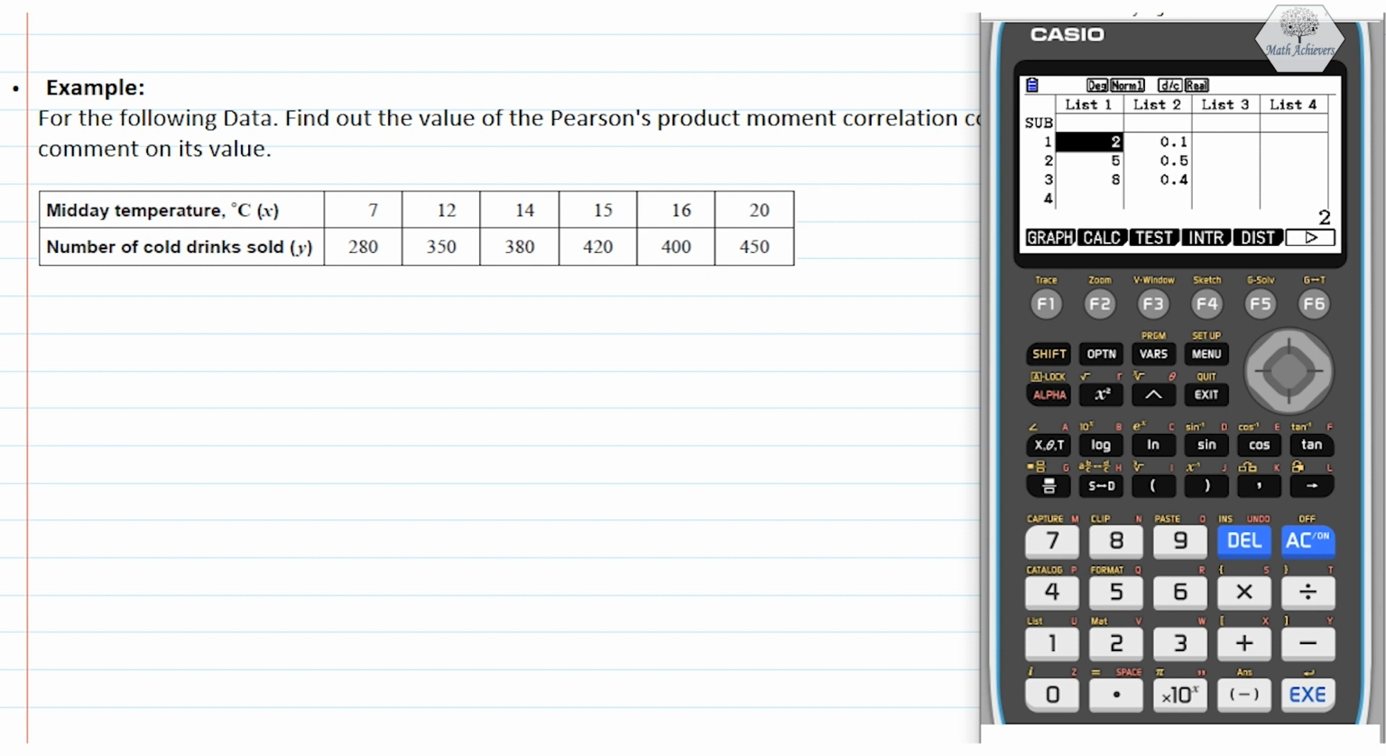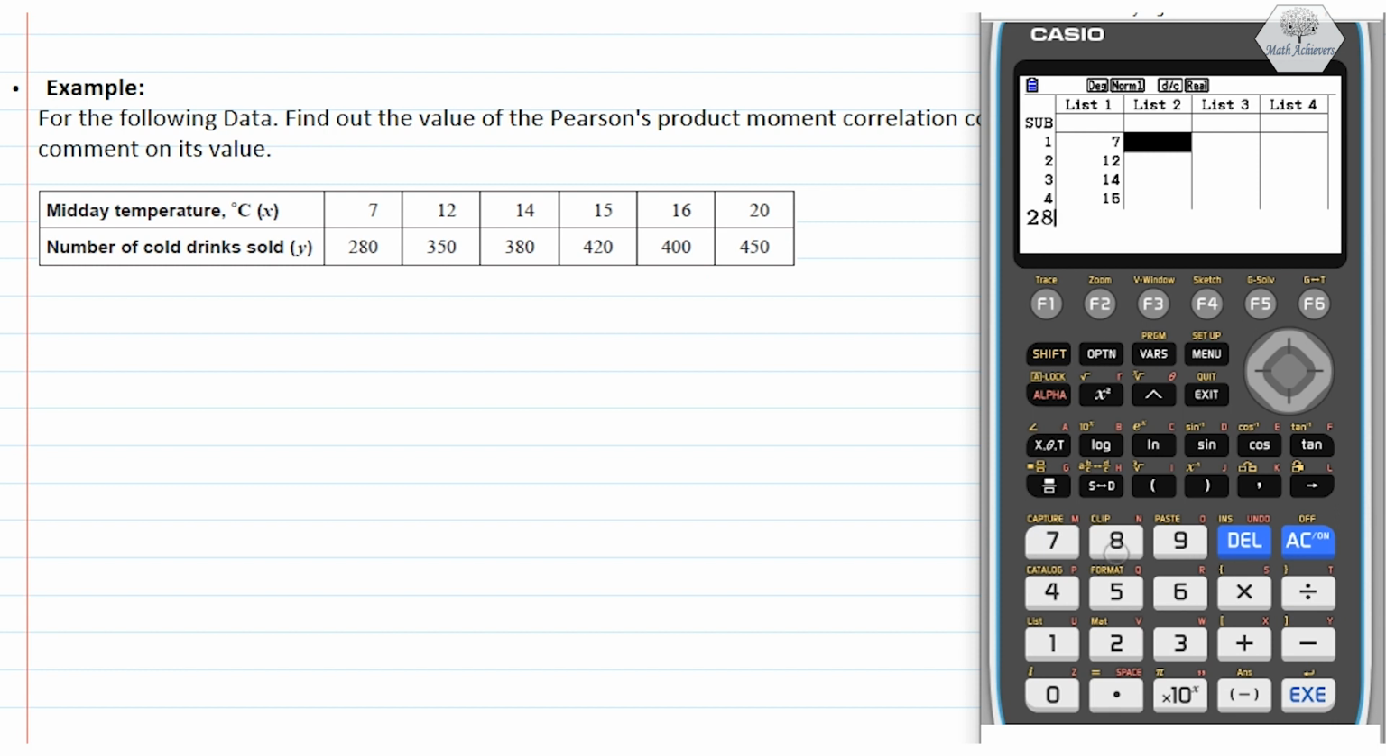Now, we have to fill in the list. So as a start, I need to delete everything that's inside, and here as well, delete all. I fill in the X values in list 1. So I have 7, 12, 14, 16, and 20. And in list 2, I fill in the Y values.